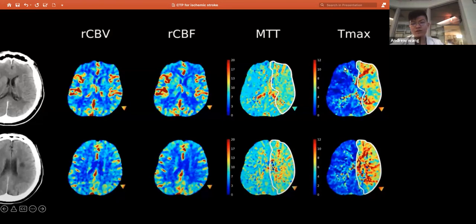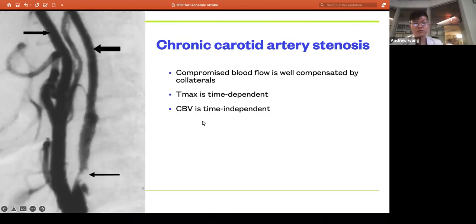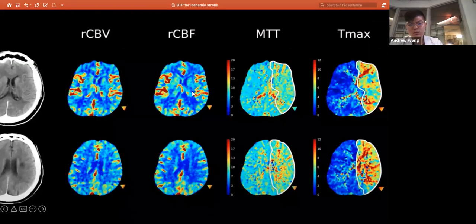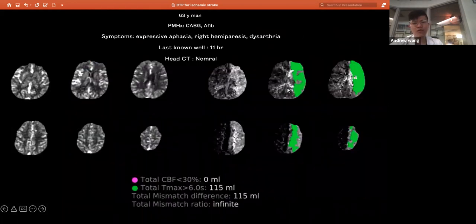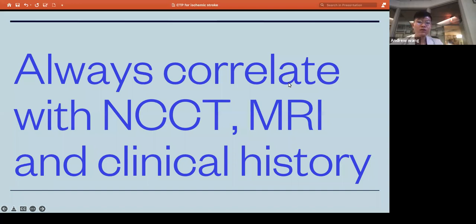So we can see there's a large extensive area of delayed Tmax, but there's no ischemic core here, which means the cerebral blood flow and volume are essentially the same. Cerebral blood volume is time independent. When the brain tissue is mostly supplied by collateral, it will show an overestimated ischemic penumbra. So the caveat is always correlate the CT perfusion study with non-contrast CT, MRI, and clinical history.